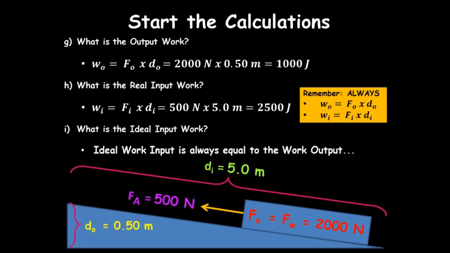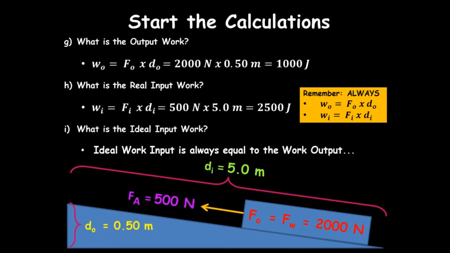See if we can explain that. Well, the output work is what the input work should be if it were a clean or an efficient machine. And that's going to be 2,000 newtons times 0.5 meters, output force times output distance, which is 1,000 joules. The real input work will be 500 newtons times 5 meters, which will equal 2,500 joules.